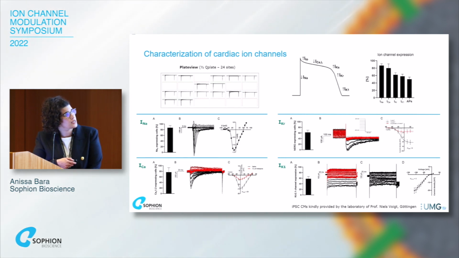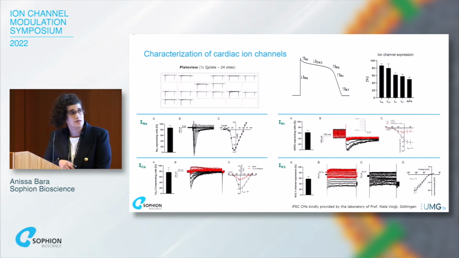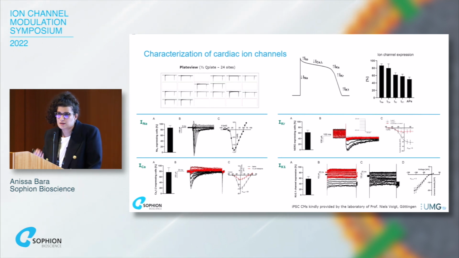And we are also, of course, interested in the action potential expression. We discovered, and this is not really a surprise, that if we want the cells to express action potential, they need to express all the other channels before. This is great to know because it helps us estimate the success rates of action potential expression in our iPSC-derived cardiomyocytes. And in this specific cell line, we were able to record action potential in 50% of the cells.